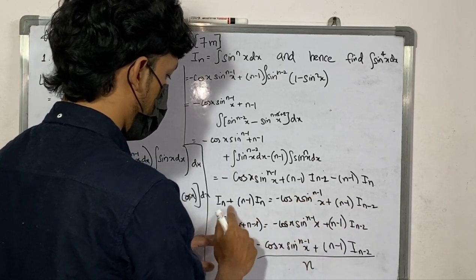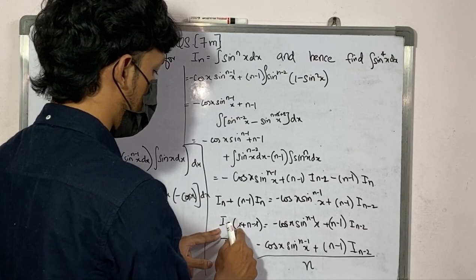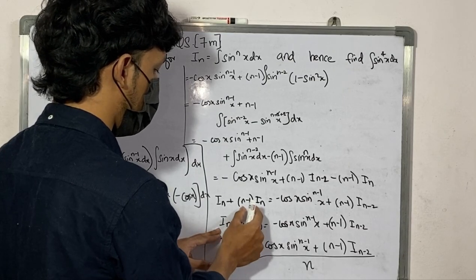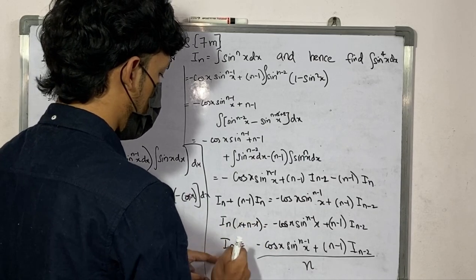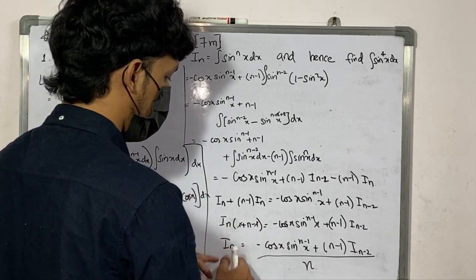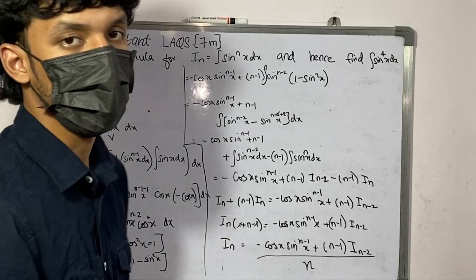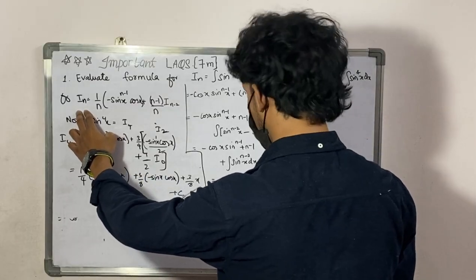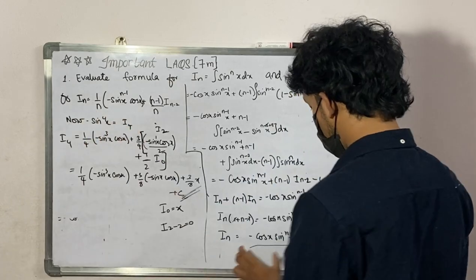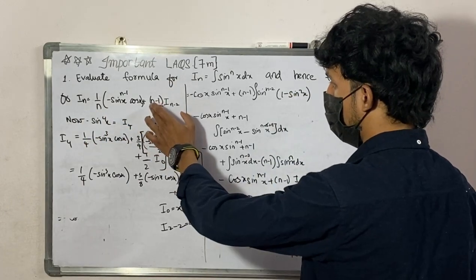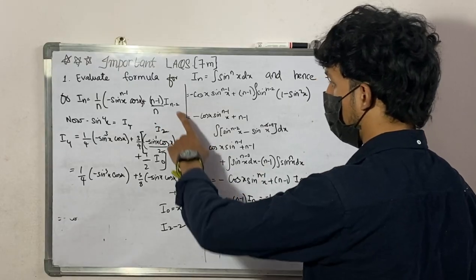After writing here, we need to solve this as In plus (n minus 1) In. This n minus 1 and 1 get cancelled, and we get here In into n, where n goes to the denominator side, and after that it can be written in the form of taking 1 by n as common for this side and this side as well. So In = 1/n [ −sinⁿ⁻¹x cos x + (n minus 1) In−2 ].